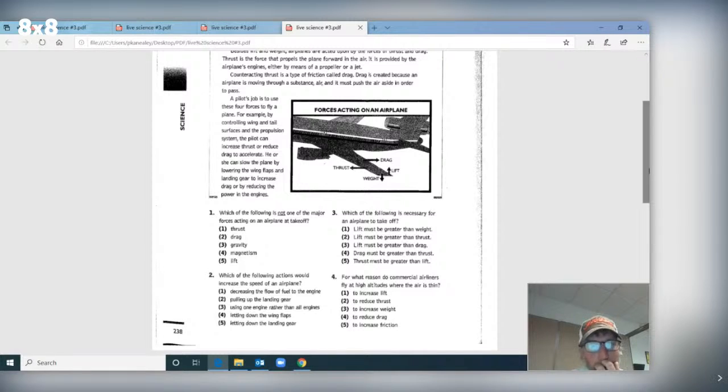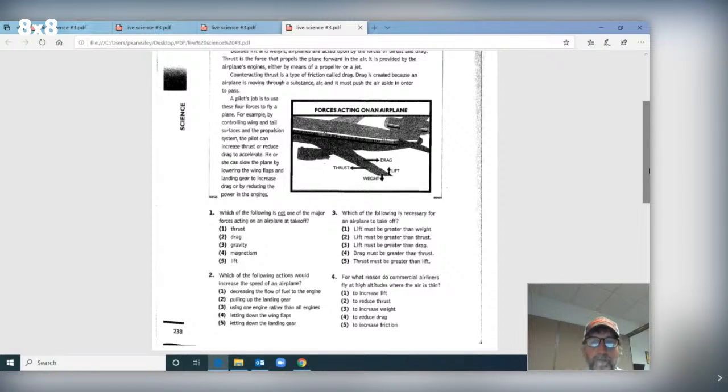Okay, so really what they're trying to do is get as little drag as possible. And the higher you go, the thinner the air becomes, and there's going to be less drag on the plane. So that would be number 4. That would be to reduce drag.